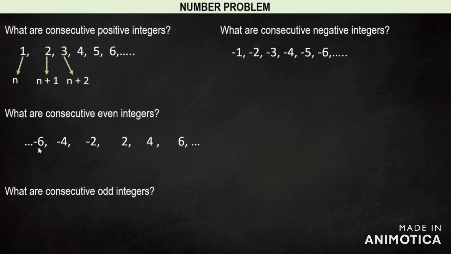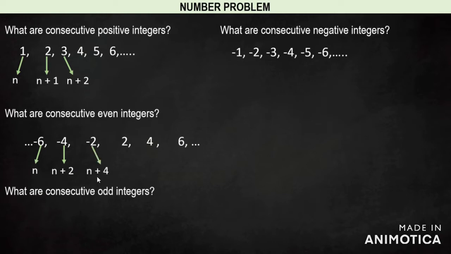So if we let our first number as negative 6, for us to determine negative 4, we add 2. So we have n plus 2. We have negative 6 plus 2 is equal to negative 4. And if we want the third even integer, we have n plus 2 plus 2. So we have n plus 4. So we have negative 6 plus 4, so we have negative 2.